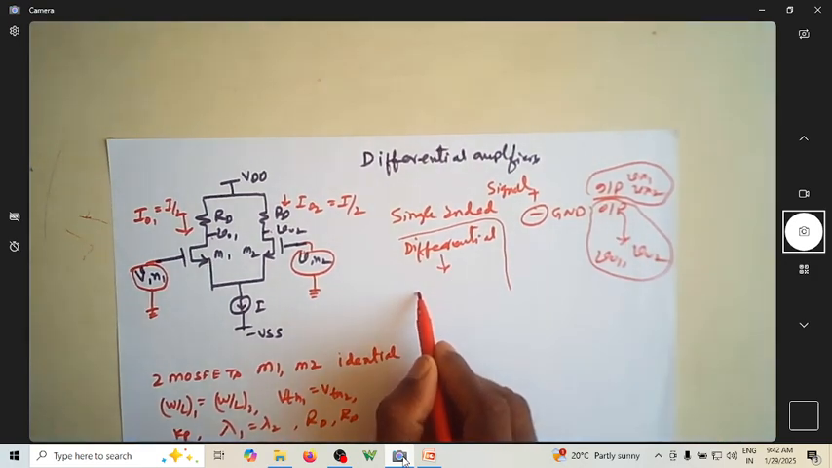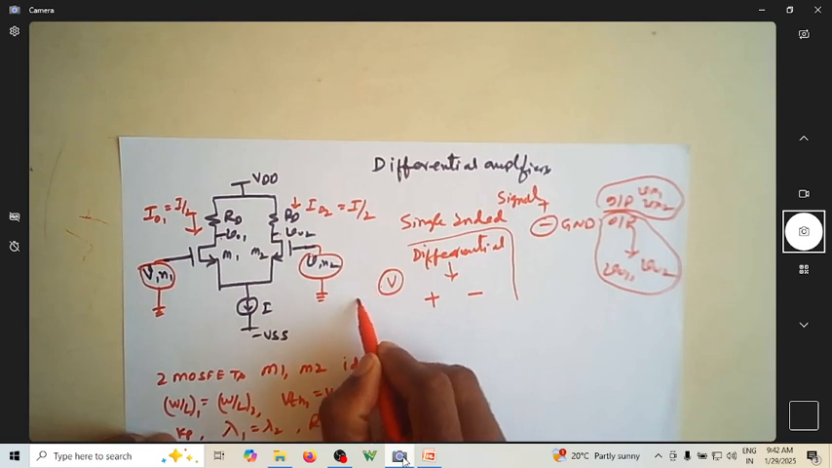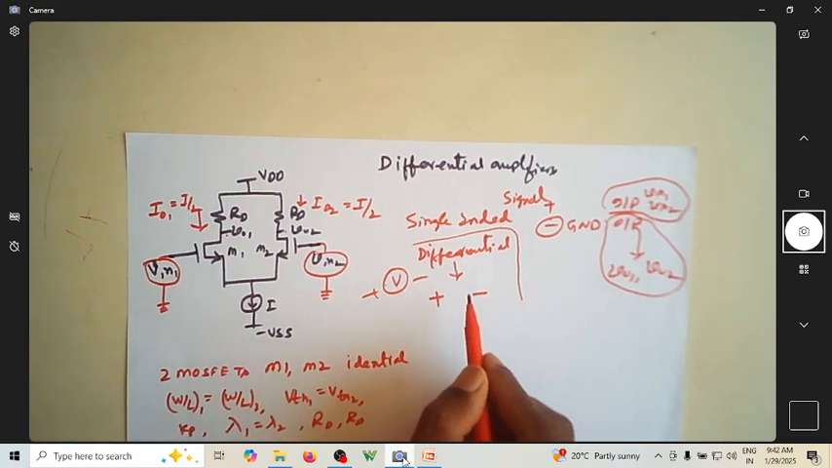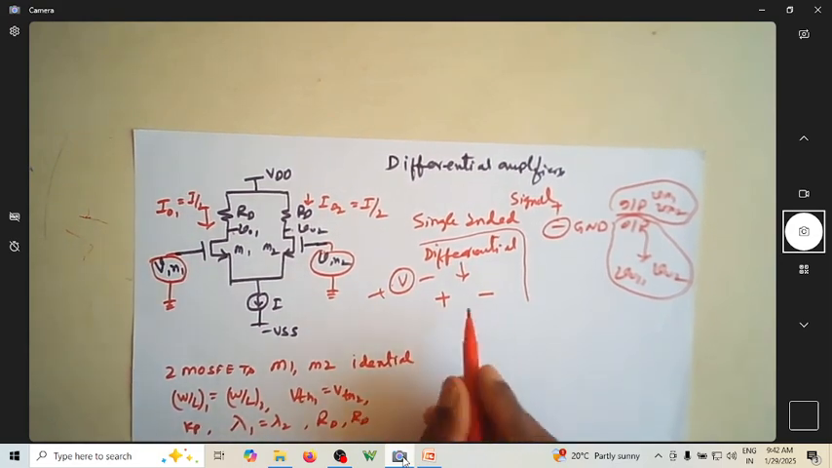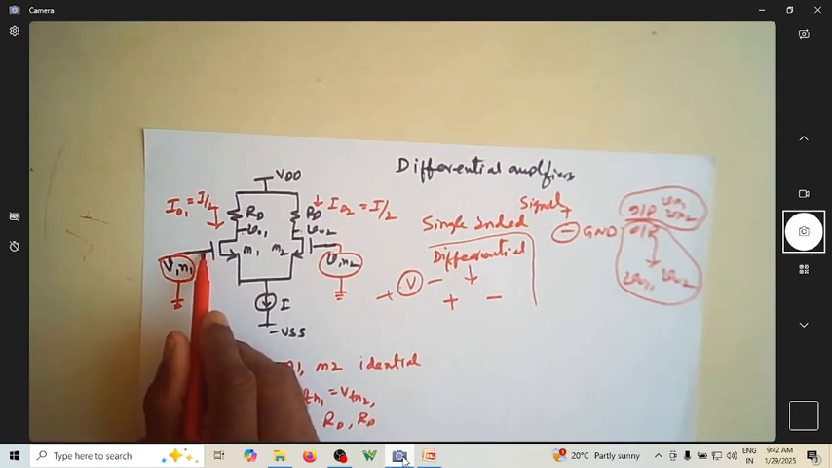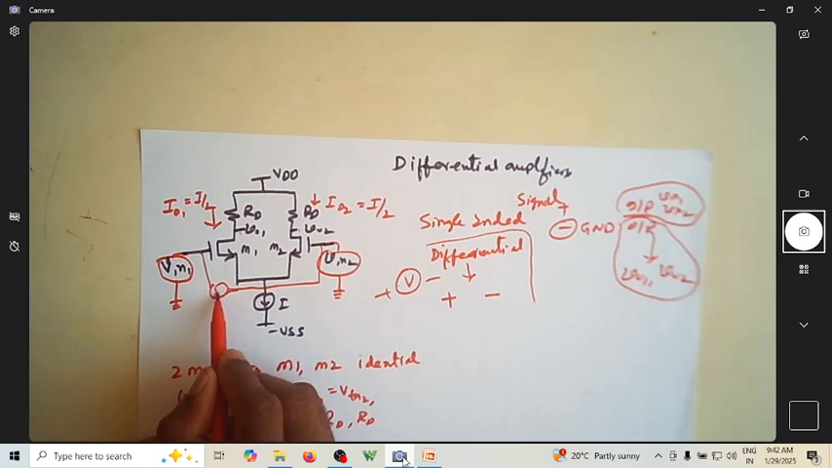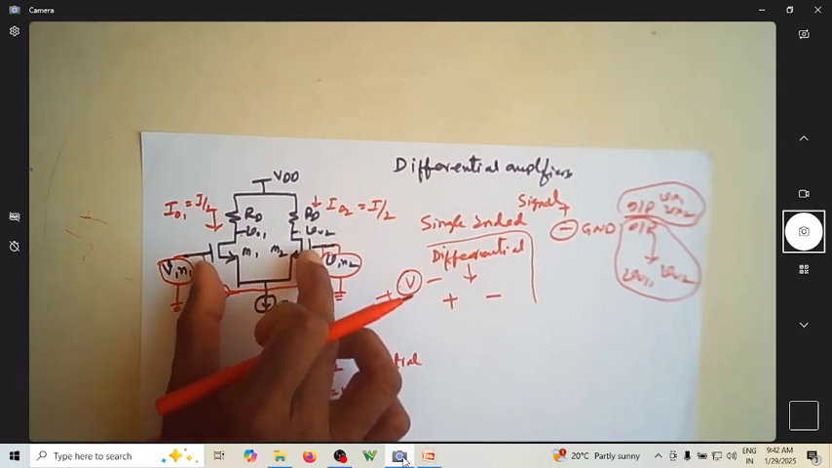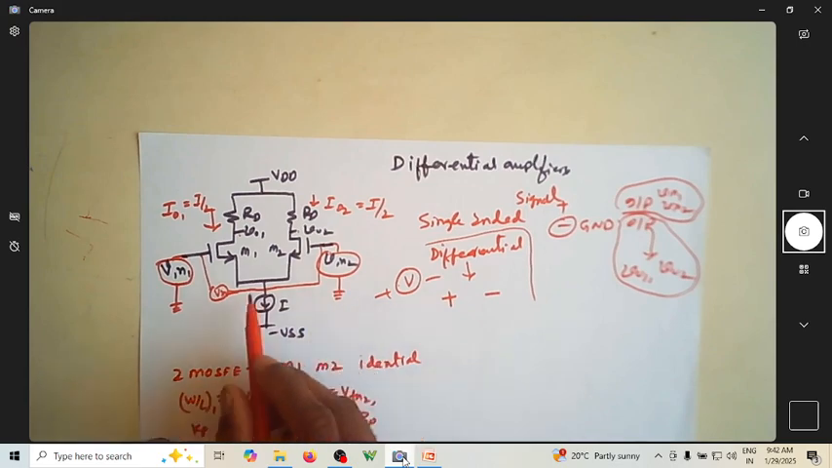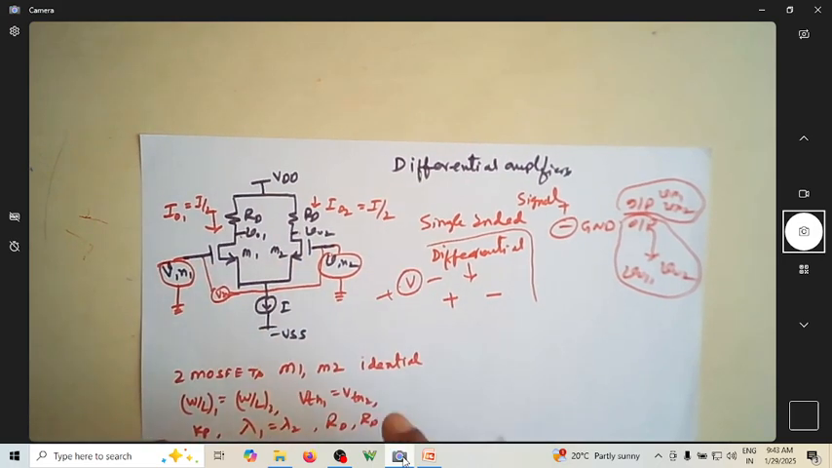When it comes to differential, here also you have plus and minus, because any voltage will have a plus and minus. Suppose neither the plus nor the minus is ground. Now I'm not considering the ground at all. Suppose you are applying an input voltage between these two points. Then I'll say this is a differential input. There is no ground mentioned here. So if I apply input voltage between these two, not having a reference of ground, then it is a differential input.